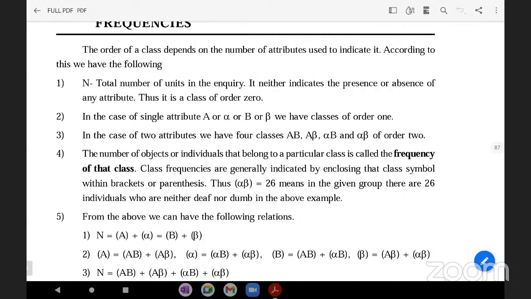Now, the units of the inquiry neither indicate the presence nor absence of any attribute. Thus it is a class of order 0. Class of order 0 means the absence of any attribute.